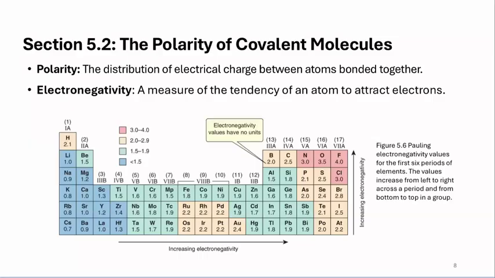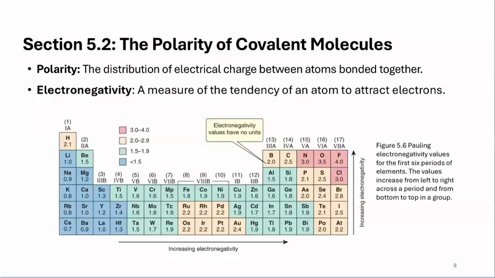This value has no units. It's just based on the Pauling scale. So the majority of the elements in the periodic table are going to have an assigned number in this scale. We can observe in the periodic table that we have on slide 8 the different electronegativity values for a number of elements. To remind you, the most electronegative atom in the periodic table is fluorine.